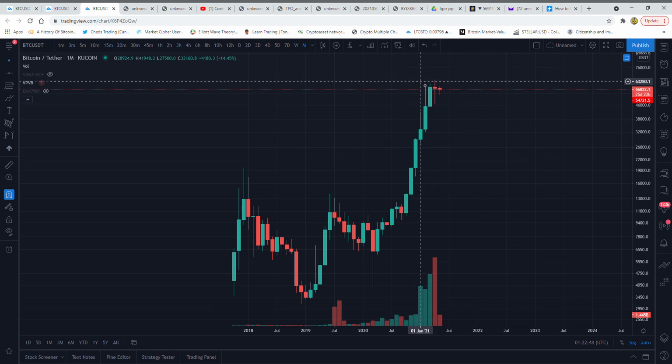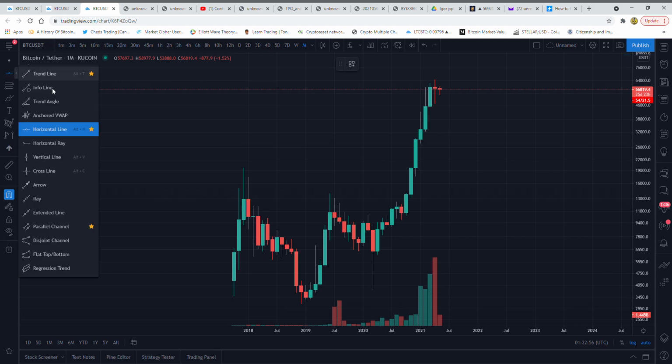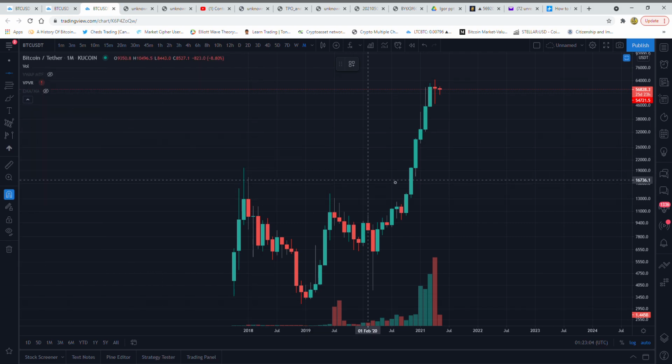So how do you draw the support or the resistance? Basically, I'm going to this side here. On the second level, if I double click, I have all these tools that I can use. I choose the horizontal line, because the support and the resistance go between the price actions. Here is the price action, higher and lower, and this is the time, the duration.